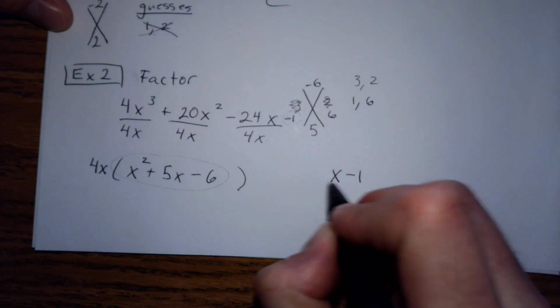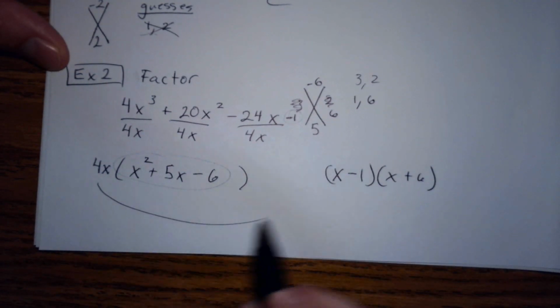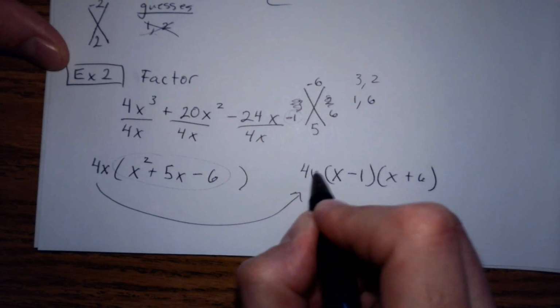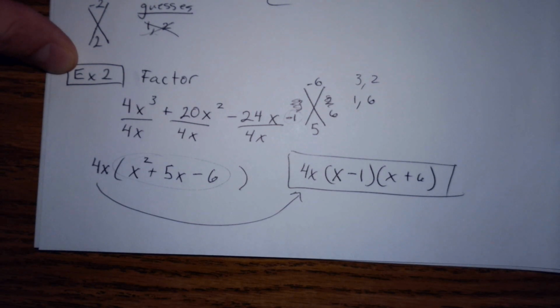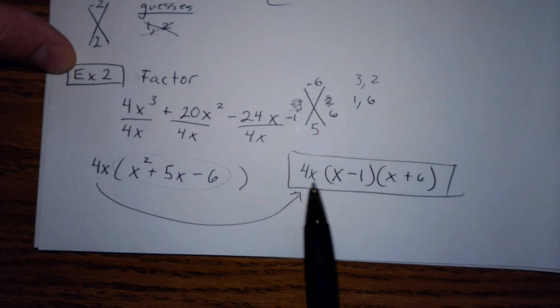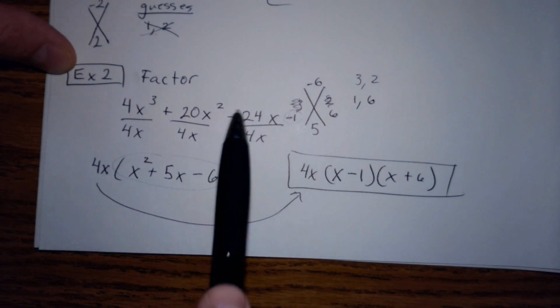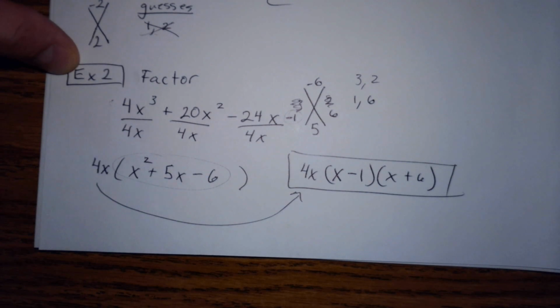Well, x minus 1, x plus 6, and then the 4x. You can't forget that part. If we were to use the box method on this and then distributed the 4x, we should get back to our original problem, because factoring is the reverse of multiplication.